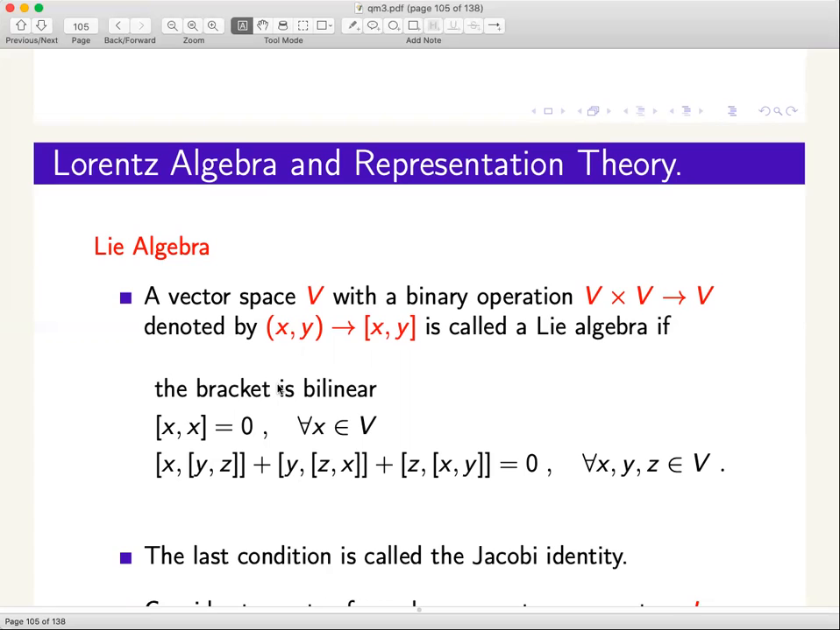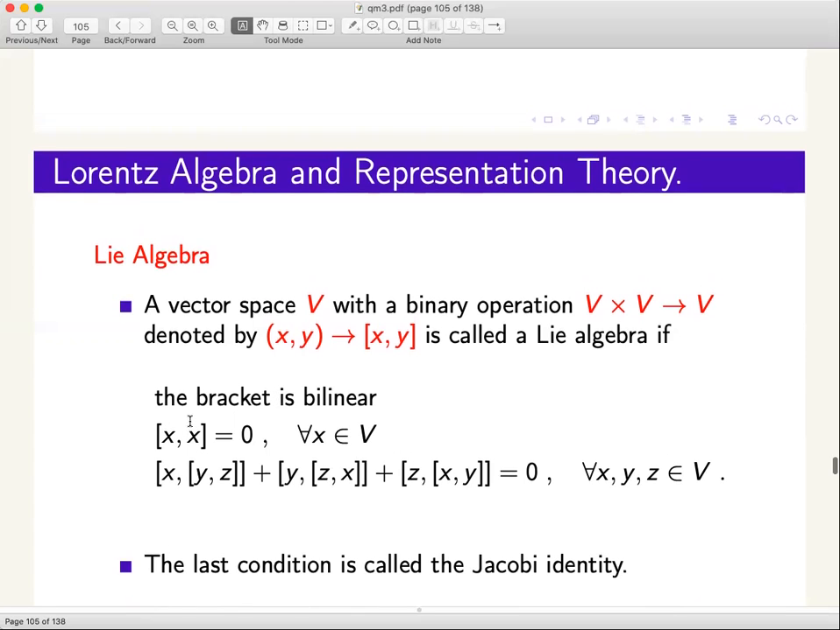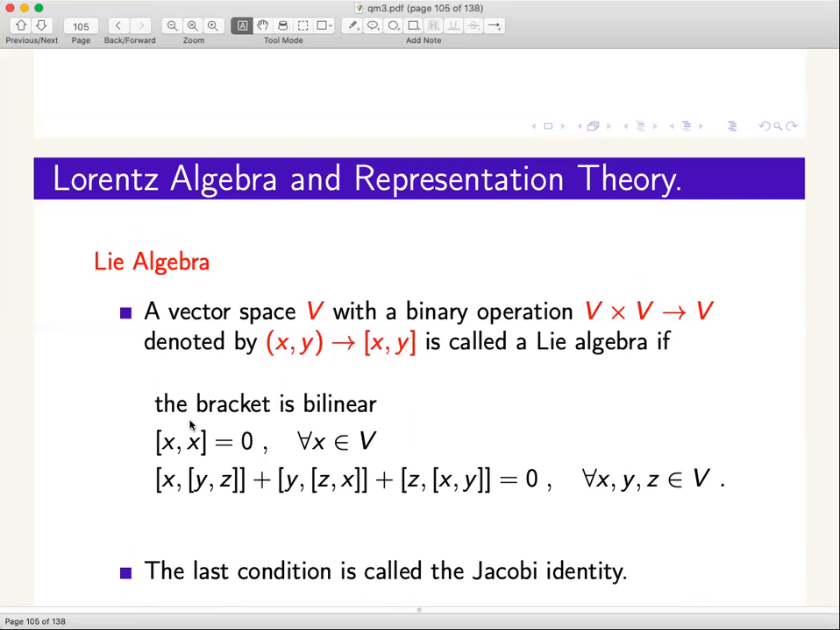Any other questions? Yes. In general, does the first condition, [x,x] is 0, also determine that the commutator is antisymmetric under exchange of x and y? Yes, true. There are two conditions: one is that the bracket is bilinear, and the second is that [x,x] is equal to 0. If you take these two together, they tell you that it is antisymmetric in its arguments.